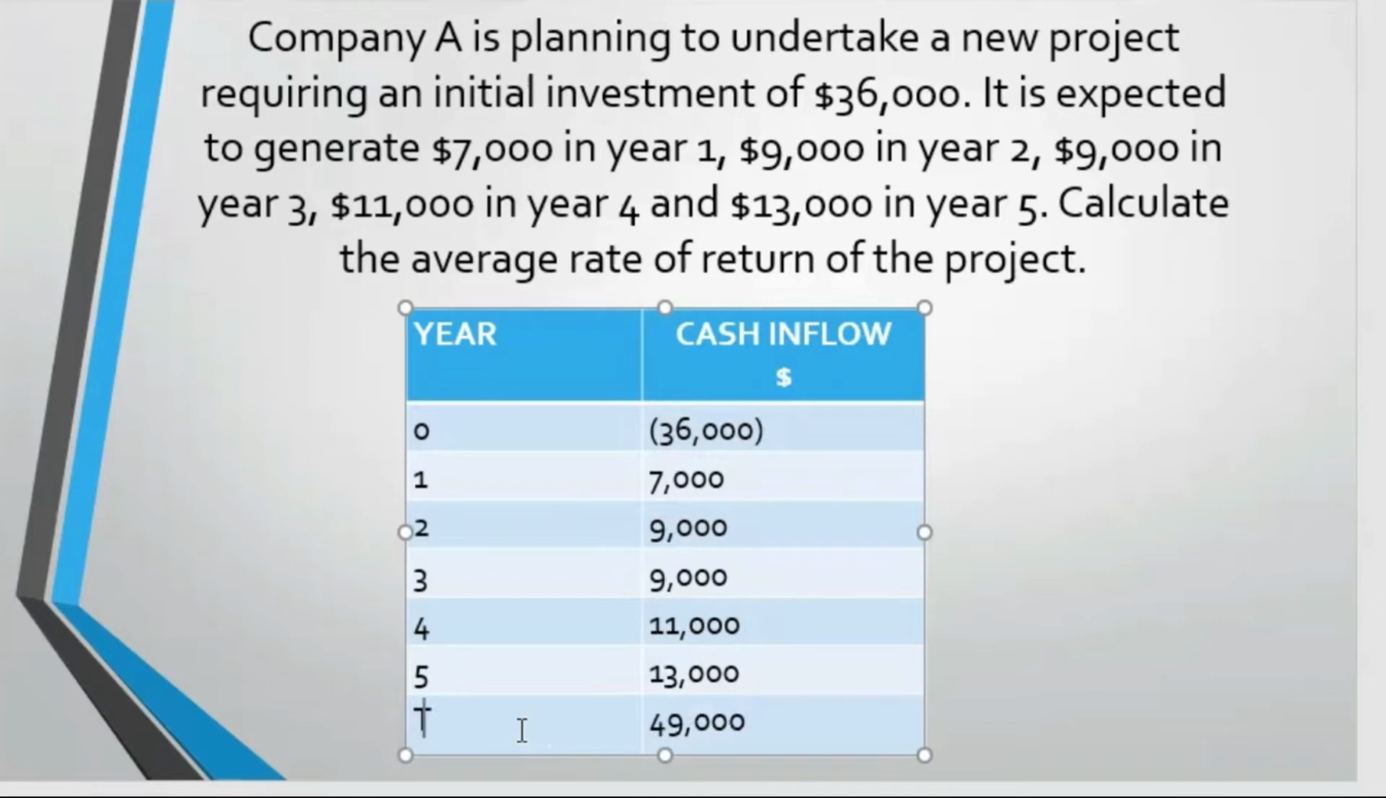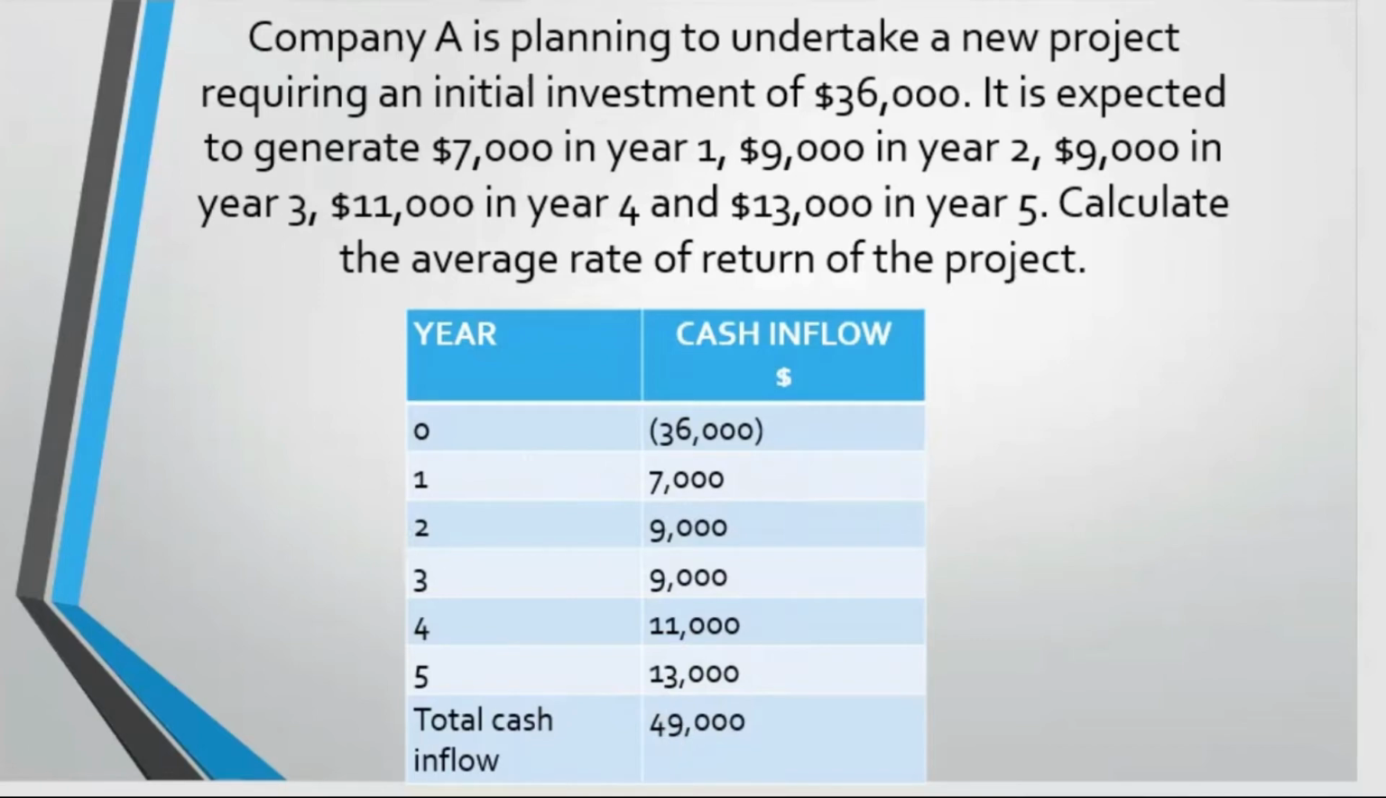All right, so remember, all that we have done so far is to add the total cash inflow. Over the 5 years of the investment, we would have gotten a total cash inflow, money coming in, equaling $49,000.